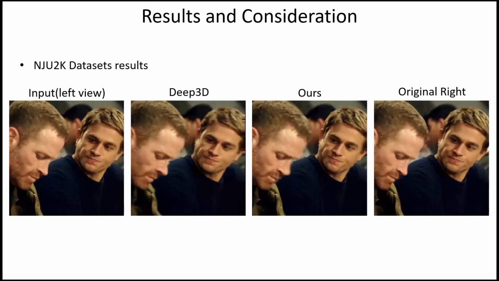This figure shows the result of generating right eye images from left eye images using the conventional and proposed method on the NJU 2K dataset. This is the input left image. And this is the right image output by Deep3D. This is the right eye image output by our proposed method. And this is the correct right image. Our proposed method generates clearer images than the conventional method. The clarity of people's faces is improved.